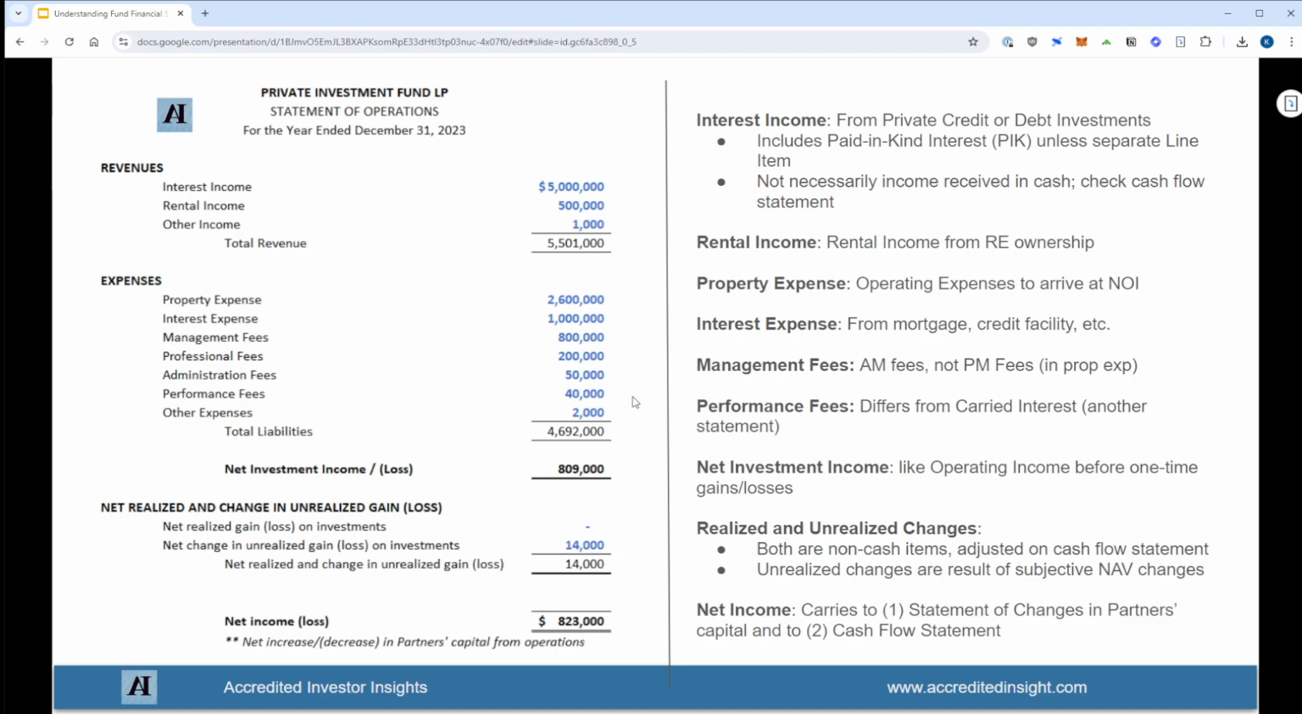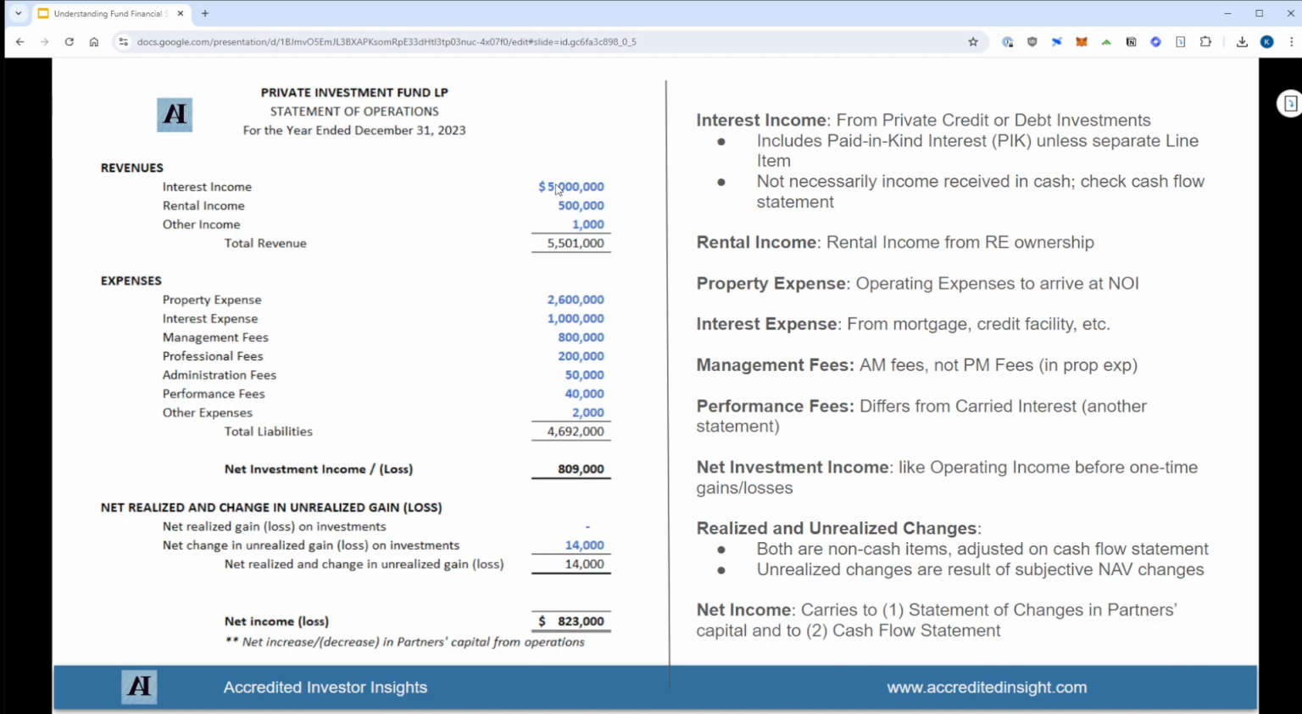Now remember, the income statement reflects all the activity during the period. So in this case, it's a year ending December 2023. And we need this statement first to know what to roll into the year-end balances and the other statements. So starting at the top, as you can see, interest income is $5 million.